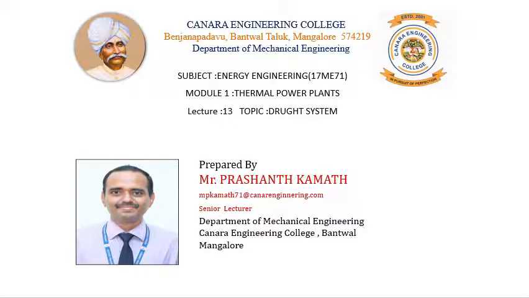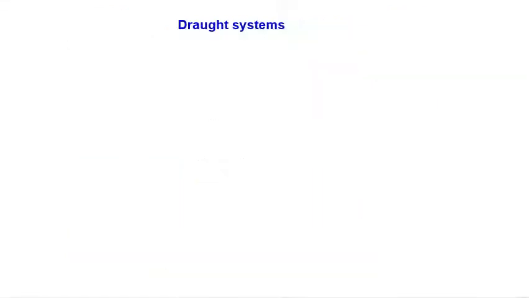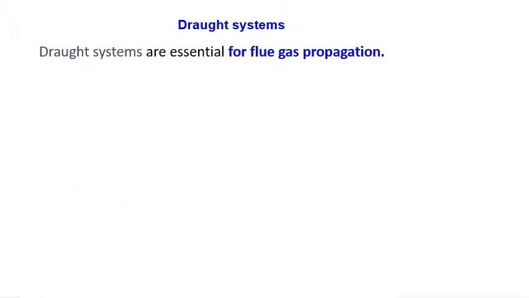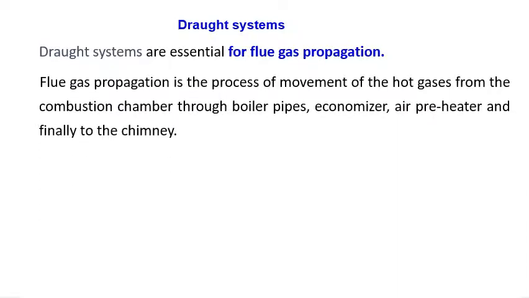In this session, let us understand what a draft or draught system is and what the need for the draught system in a thermal power plant is. Initially, to know what a draught system is, it is nothing but flue propagation, something connected to the flue passage. Flue gas propagation is the process of movement of the hot gases, right?